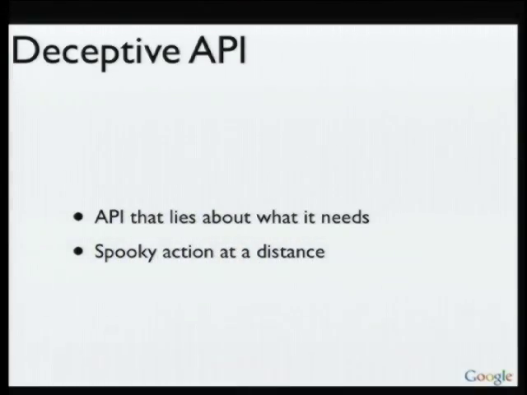But there is a third problem with global state, and this is my favorite problem, and the real problem that I think is the biggest reason not to use any: the API lies about what it needs. So let me show you an example.